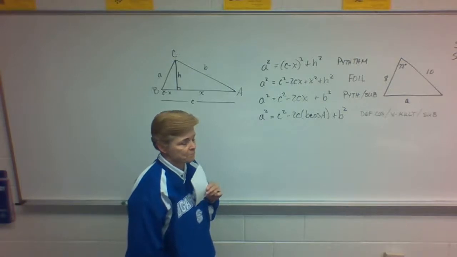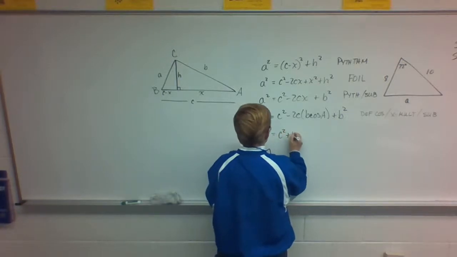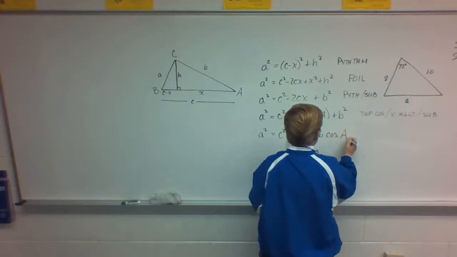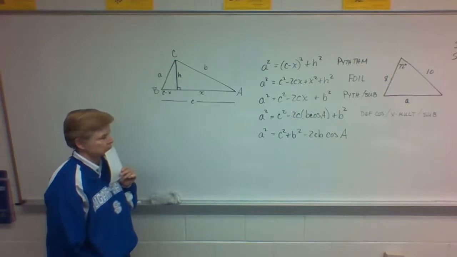Everybody okay there? Okay, how about this one? A squared equals c squared plus b squared minus 2cb cosine A. How come you can do that? First of all, is there anything that changed? What changed?